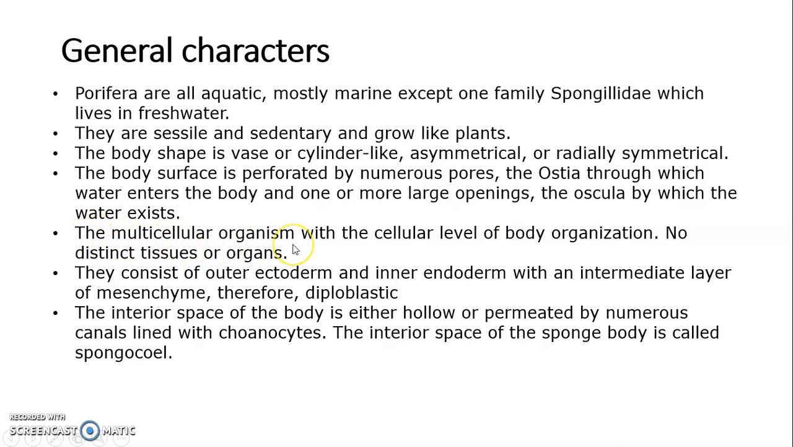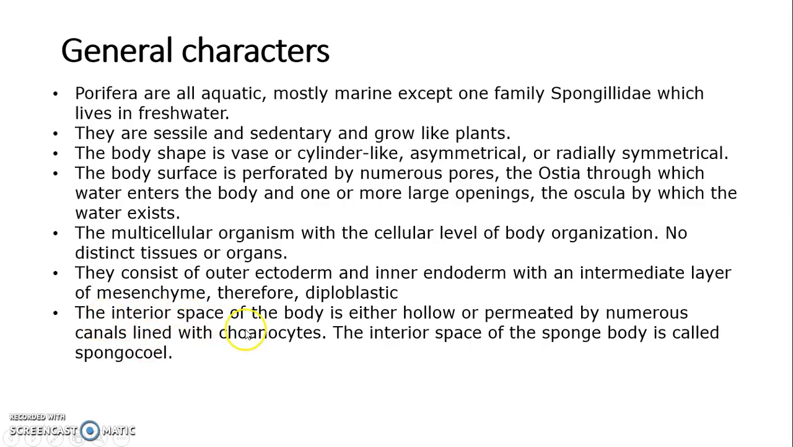The multicellular organisms with the cellular level of body organization. These are multicellular organisms with cellular level of body organization. No distinct tissues or organs. They consist of outer ectoderm and inner endoderm with an intermediate layer of mesenchyme. These are the diploblastic animals. Outer ectoderm and inner endoderm are present, and in between them there is mesenchyme.